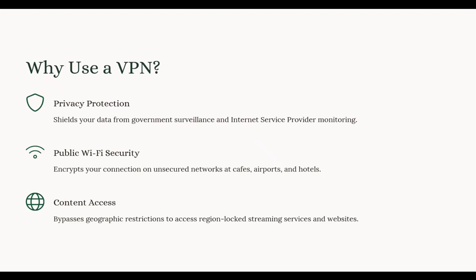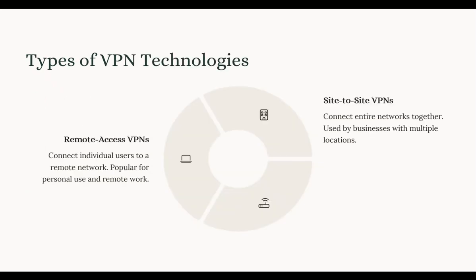Public Wi-Fi security. It encrypts your connection on unsecured networks, like if you're working from cafes, airports, hotels, accessing your enterprise network resources. So it protects your data on public Wi-Fi networks. There is also content access. It bypasses the geographic restrictions to access region-locked streaming services and websites. That's also where VPN is used.